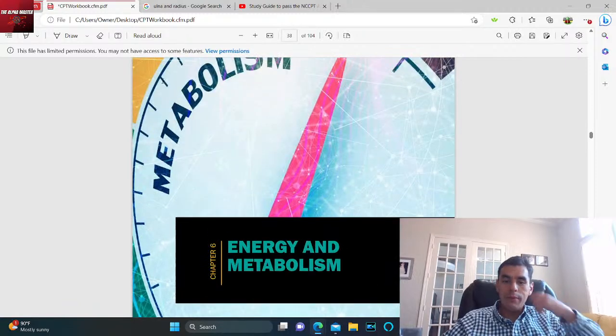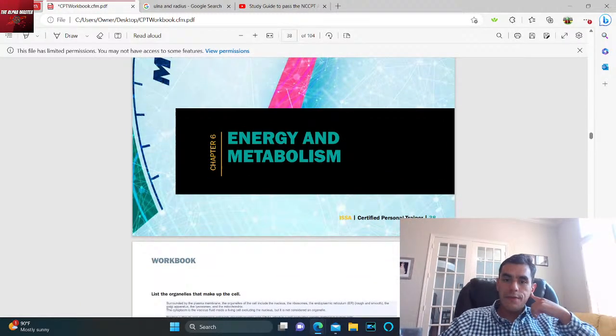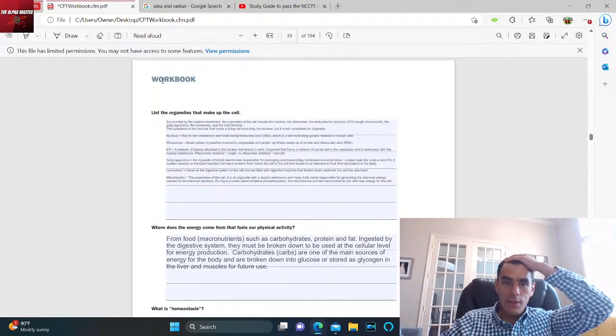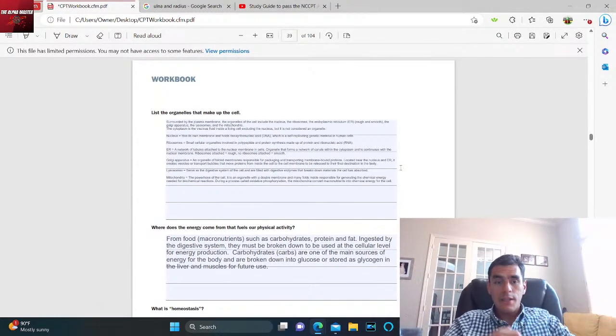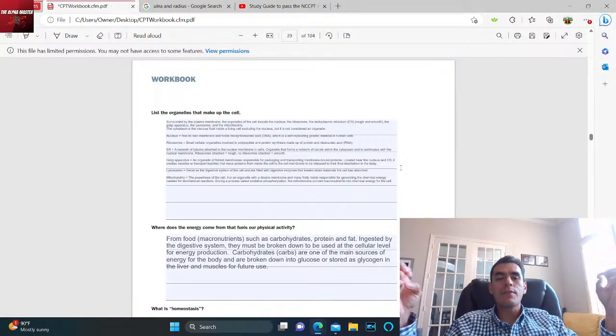So, the energy and metabolism. You have seven terms that you need to define. List the organelles that make up the cell. The organelles that make up the cell are surrounded by the plasma membrane. The organelles of the cell include the nucleus, the ribosomes, the endoplasmic reticulum, rough and smooth, the Golgi apparatus, the lysosomes, and the mitochondria.